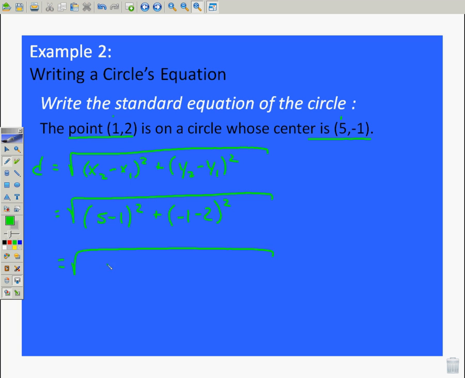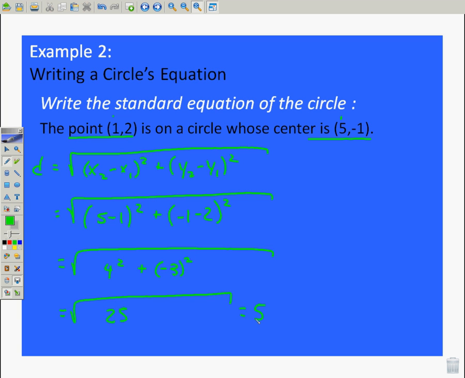5 minus 1 squared would be 4 squared plus, and this would be negative 3, so this would be negative 3 squared. So this is going to be equal to 25, because I'll have 16 plus 9, so 25. And I know that the square root of 25 is 5. You lucked out. They gave you a nice and simple one. They tossed you a meatball on that one.